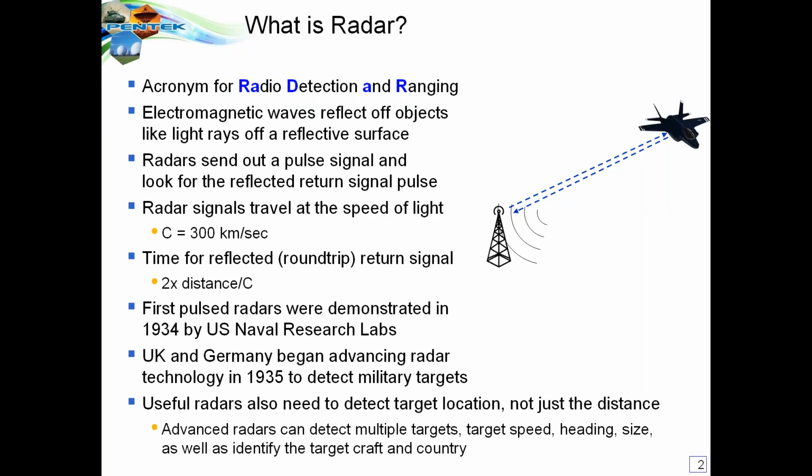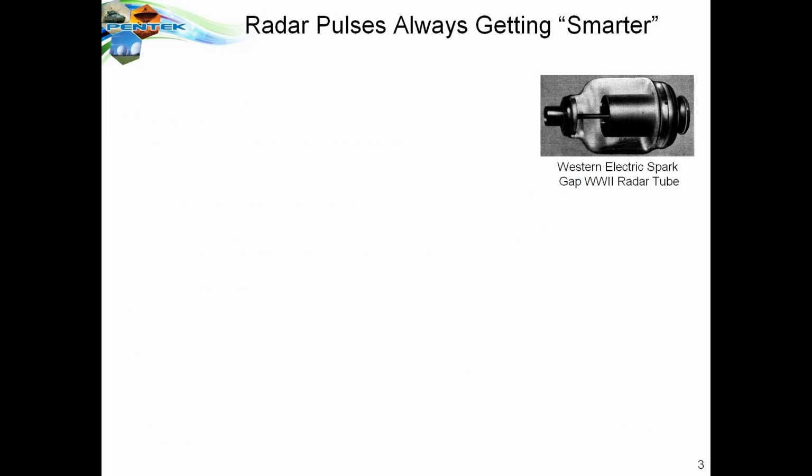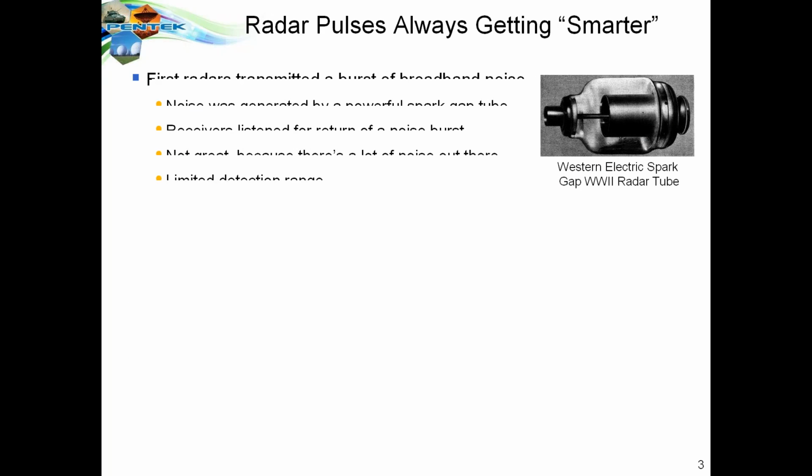But useful radars also need to detect the target location, not just the distance. And advanced radars can detect multiple targets, the speed, the heading, the size, as well as the identity of the target craft and perhaps even the country it's from. Radar pulses are always getting smarter.